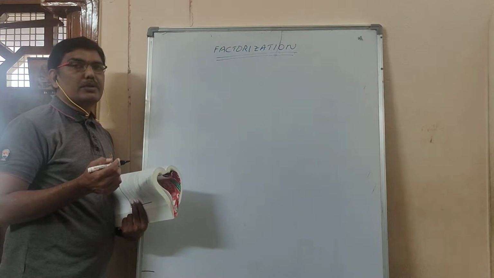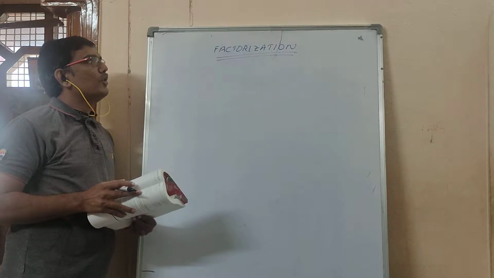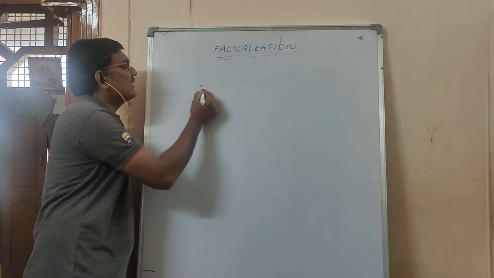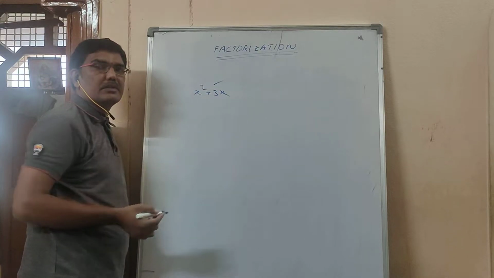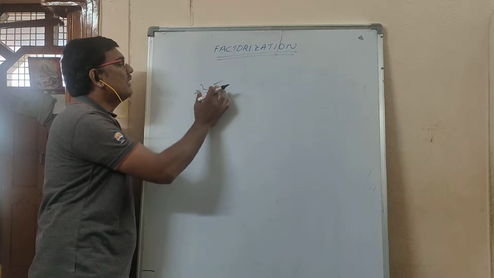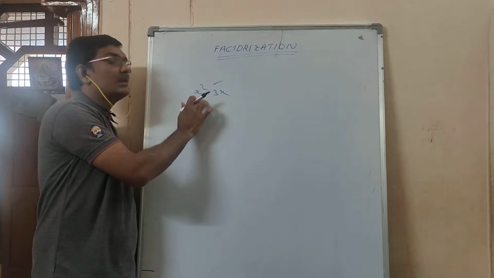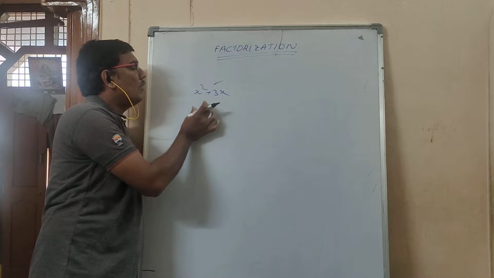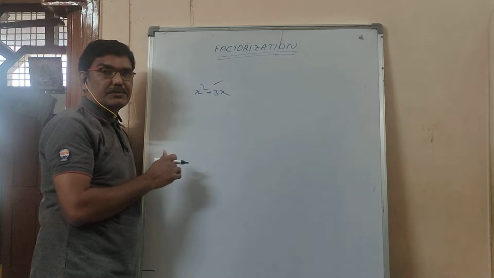Morning. Today's topic is factorization. First of all, we should know what the meaning of factorization is. So, if they give x square plus 3x and ask you to factorize it, how many terms are there? You can say x square is one term, 3x is another term. Two terms are there, separated with the symbol plus. Factorize means two or more terms should be separated by into, which means you have to write the product of the terms.